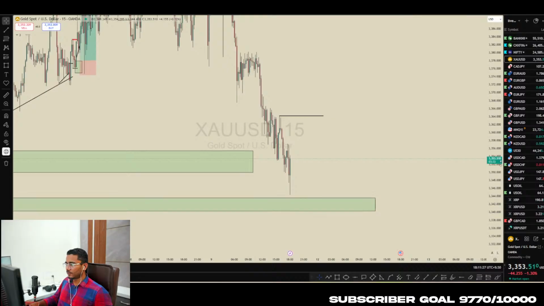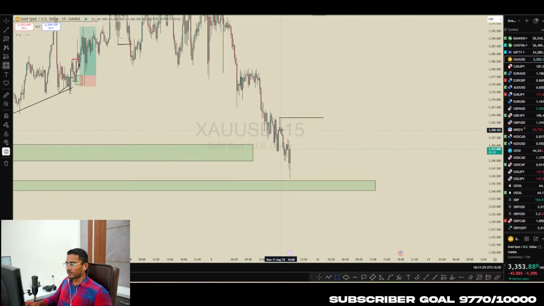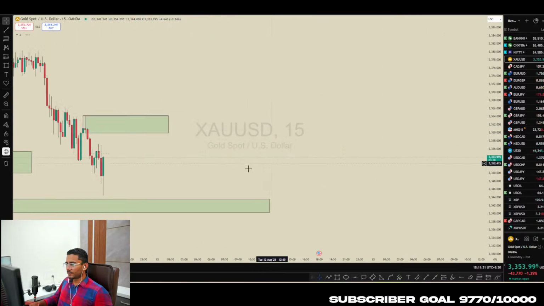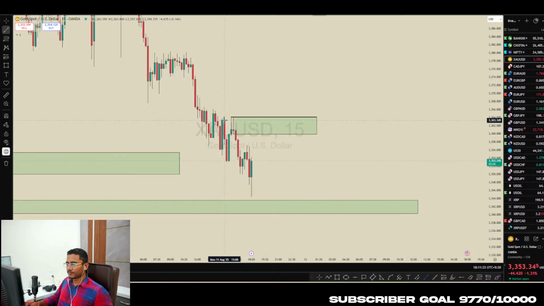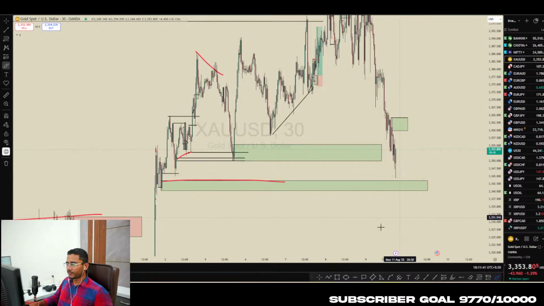Right here, this is the strong low, which took out the previous high here. So if this breaks, then we can look for a retest and buy side entry.